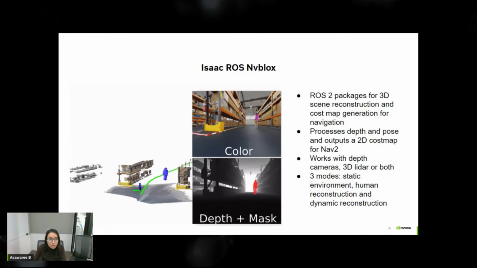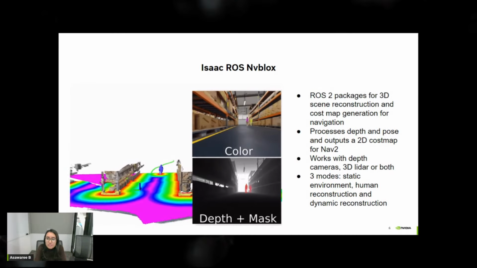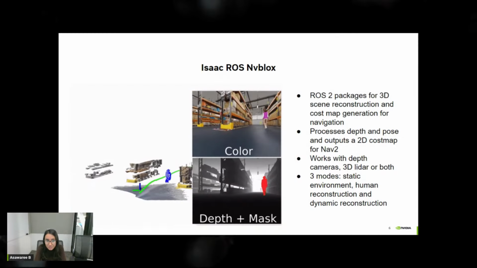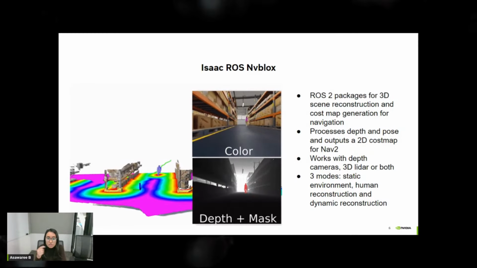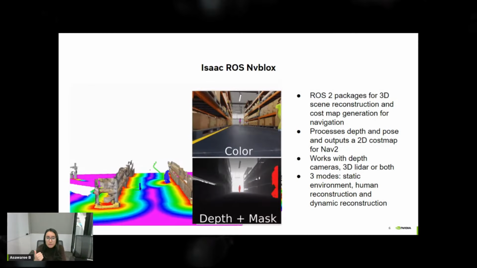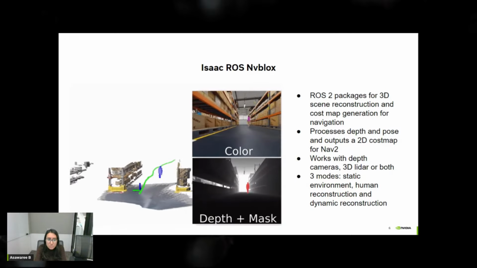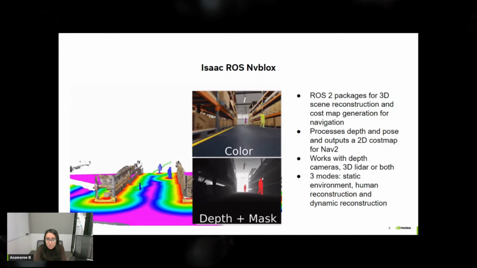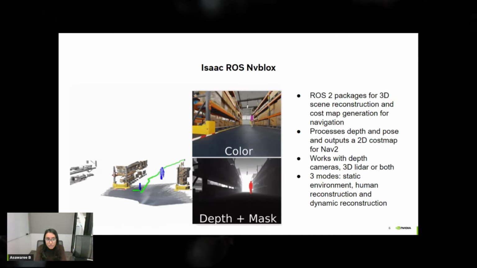Okay, moving on to Isaac ROS Nvblox. This contains ROS2 packages for local 3D scene reconstruction and cost maps for navigation. It uses two things mainly, depth and pose, to reconstruct a 3D scene in real time. Now, the depth information can come from a depth camera or a 3D LiDAR, whatever you may be using on your system. And pose information can come from SLAM. In some of our examples, we've used the Isaac ROS Visual SLAM package, but if you have another SLAM node that you're using, that will suffice as well.